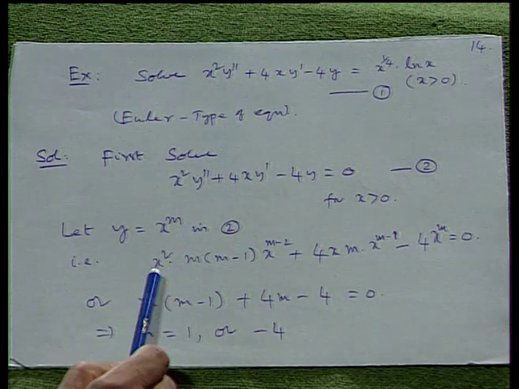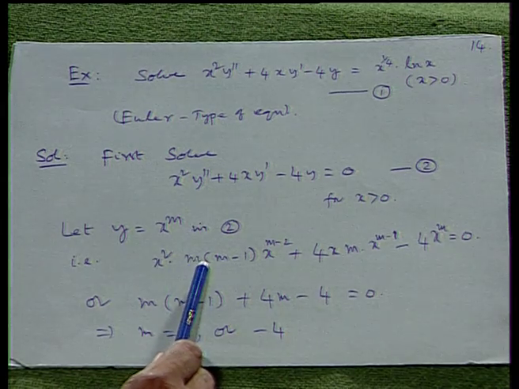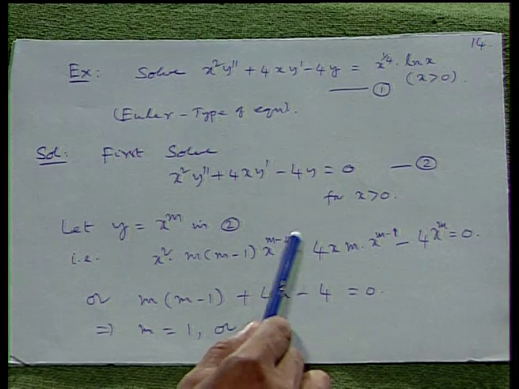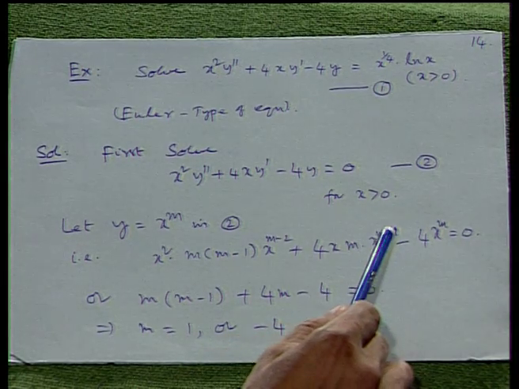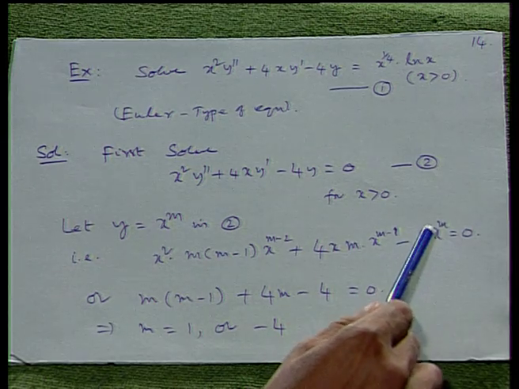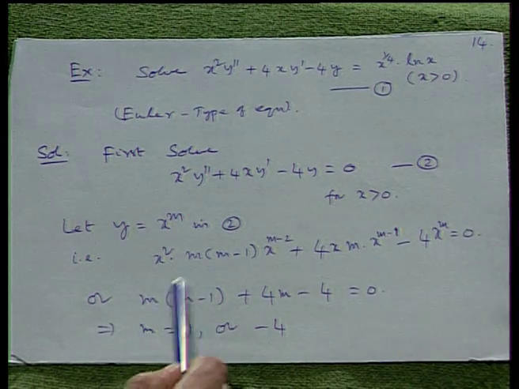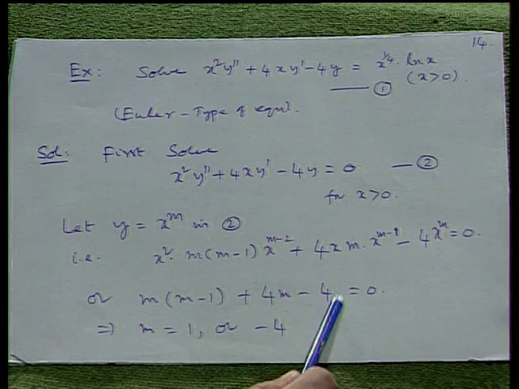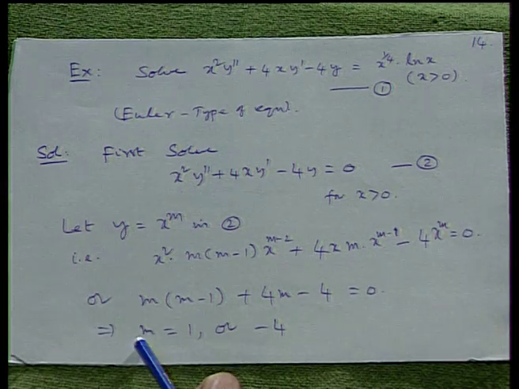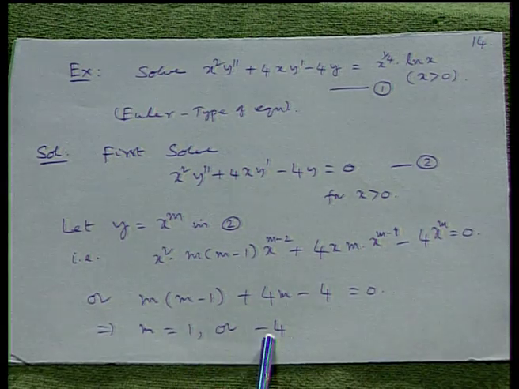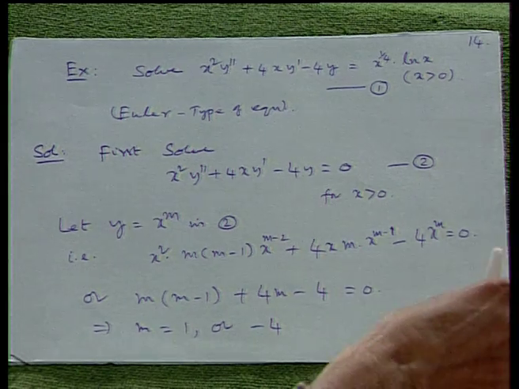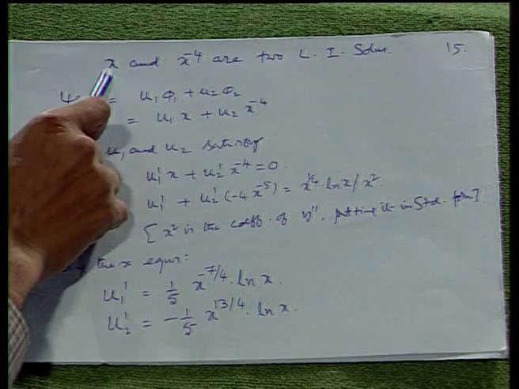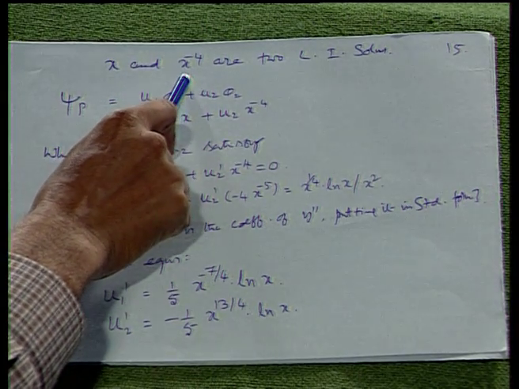Then x square into m into m minus 1 x power m minus 2, twice differentiating x power m, plus 4 x m into x power m minus 1 minus 4 into x power m is equal to 0, or m into m minus 1 plus 4 m minus 4 is equal to 0, implies that m should be equal to 1 or minus 4, so that the two linearly independent solutions will be x and x to the power of minus 4.